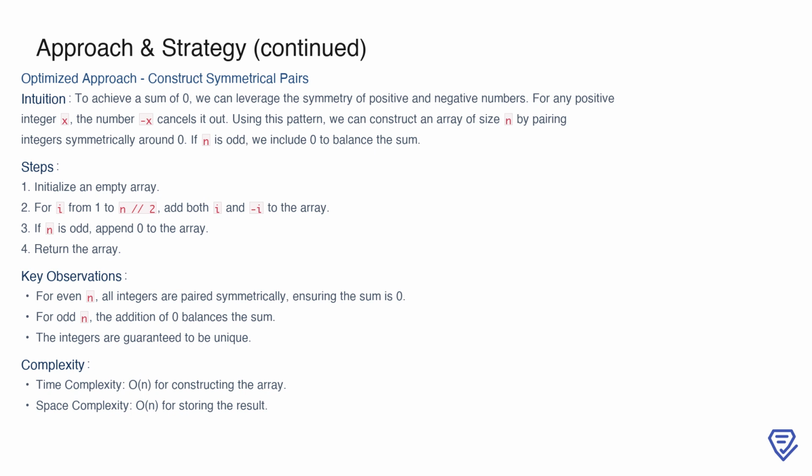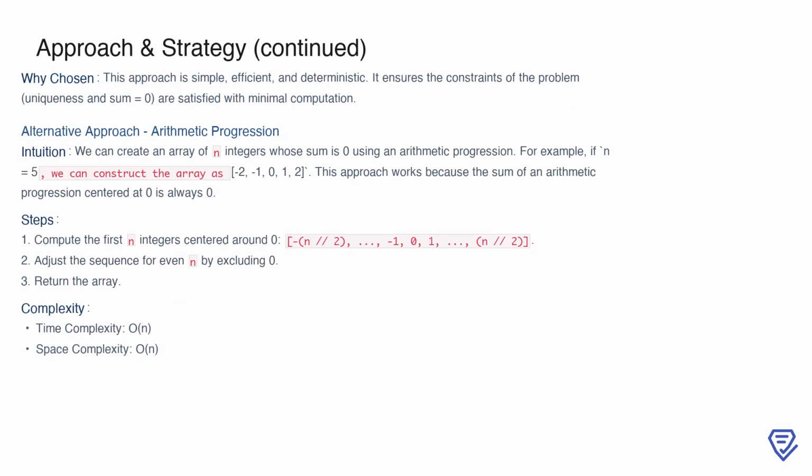For even n, every number is paired symmetrically, and for odd n, the inclusion of 0 ensures balance. With a time complexity of n for constructing the array and a space complexity of n to store the result, this approach is both efficient and straightforward. This approach was chosen because of its simplicity, efficiency, and deterministic nature. It satisfies the problem's constraints of uniqueness and a sum of zero with minimal computation.